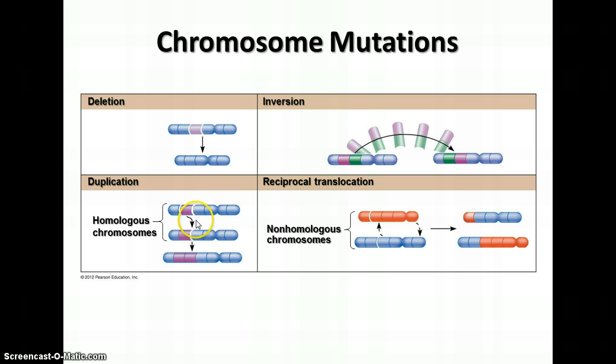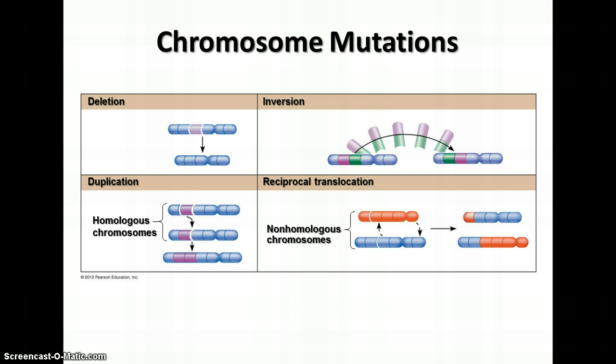A duplication occurs between homologous chromosomes. These are pairs of chromosomes where, in your body cells, you have one chromosome from mom and one from dad for each of the pairs of chromosomes that you have. So during a process here, you have the homologous chromosomes, a piece of one breaks off and adds to the other one, and so you end up with one that is shorter and one that is longer, having two copies of the gene, one with no copies of the gene.